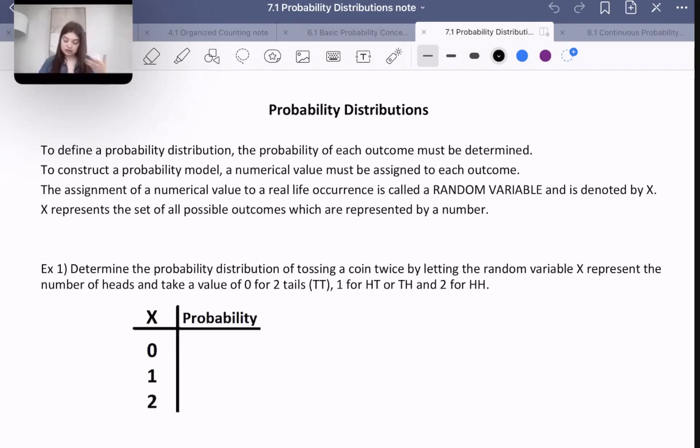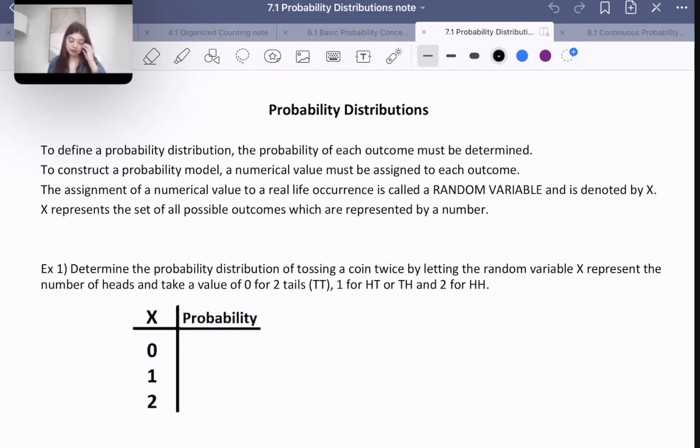So here's example one of a probability distribution. It says, determine the probability distribution for tossing a coin twice by letting random variable x represent the number of heads and take the value of 0 for two tails, 1 for HT or TH, and 2 for HH.